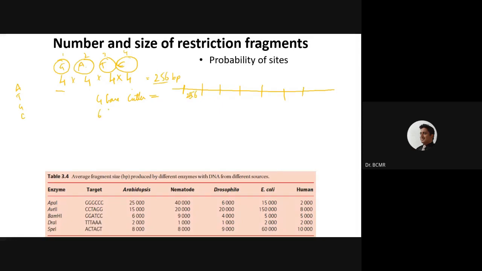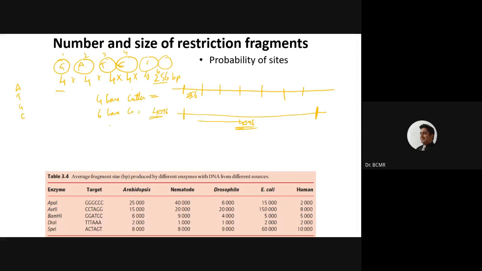If it were a 6-base cutter, you can add more 4. This is, say for example, another one, 4 and 4. That would be around 4,000 something, 4096 or so. That means the DNA, that long, will be cut. The distance would be about 4096 or so, 4 kb approximately.